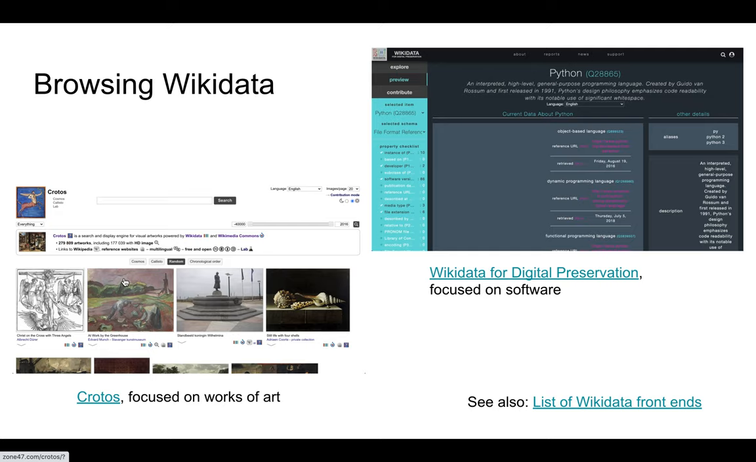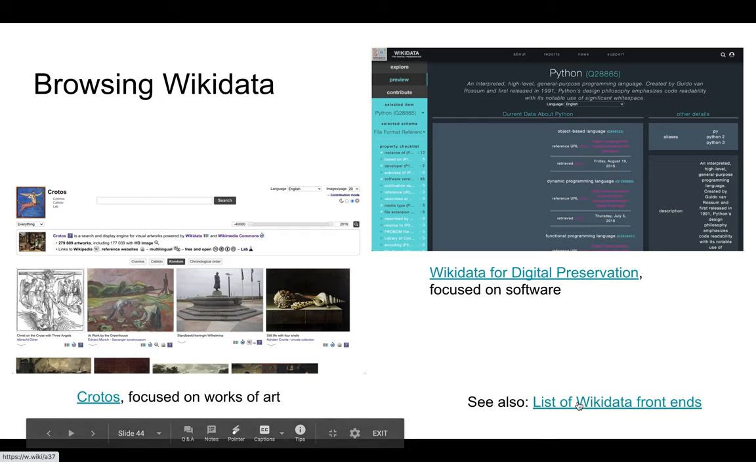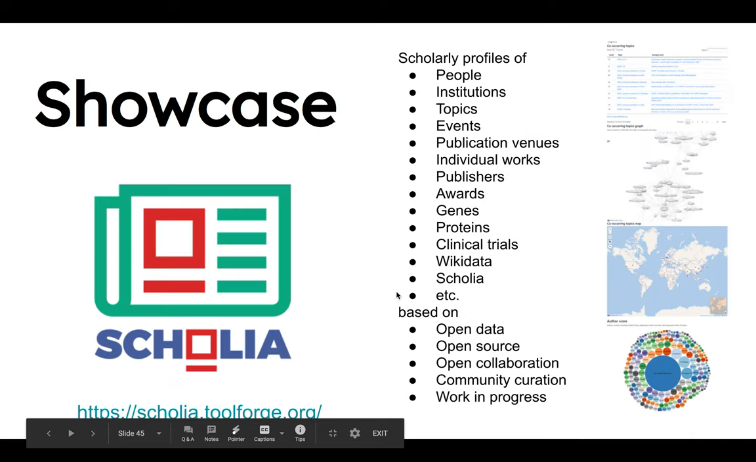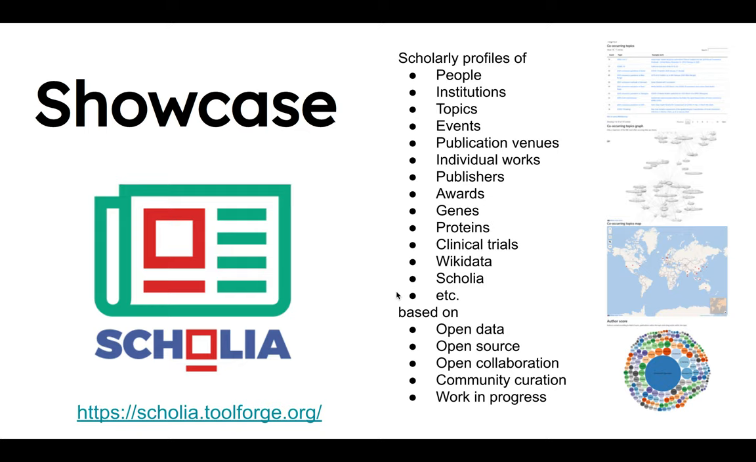Another front end to Wikidata is Krotos, which focuses on works of art and basically does the same thing. It pulls information out of Wikidata, combines it from different pieces in the knowledge graph, and then allows users to interact with that. There's a whole list of Wikidata front ends, and the queries included. So, now I'm moving to the one that we actually want to showcase.